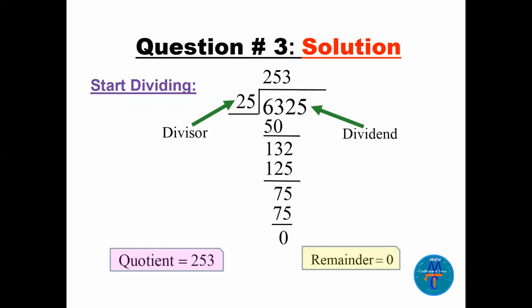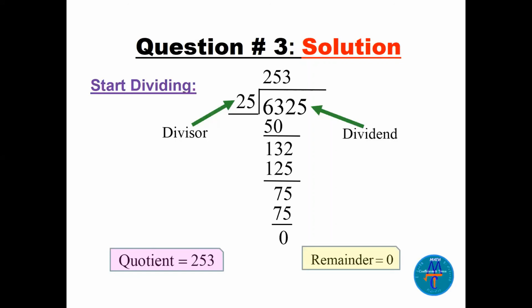Let's see. What do you get here? In the quotient, you get 253. Did you get that? In the remainder, you get 0. See, sometimes we get 0 in the remainder, and sometimes you get any other number less than 25.